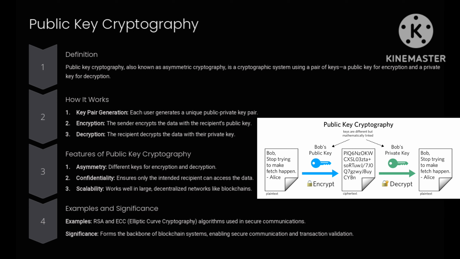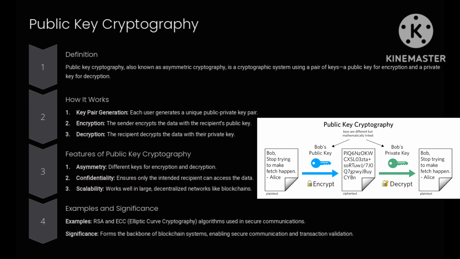How it works. 1. Key pair generation. Each user generates a unique key pair. The private key is kept secret, and the public key is shared with everyone. 2. Encryption and decryption. If someone wants to send a secure message, they encrypt it using the recipient's public key. Only the recipient can decrypt it using their private key.